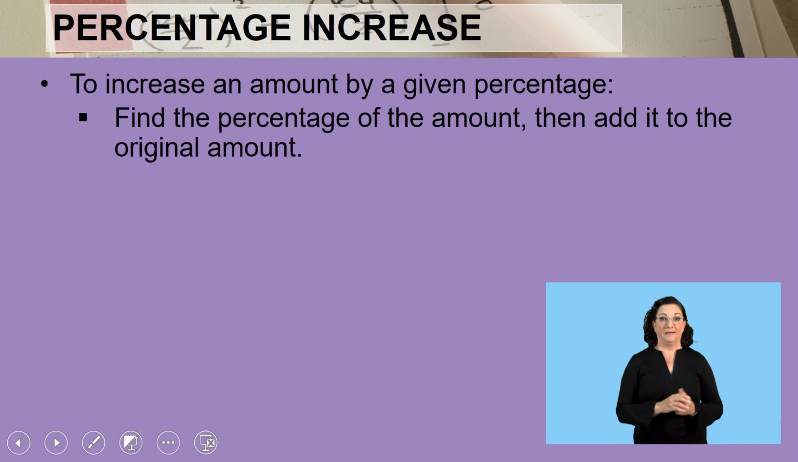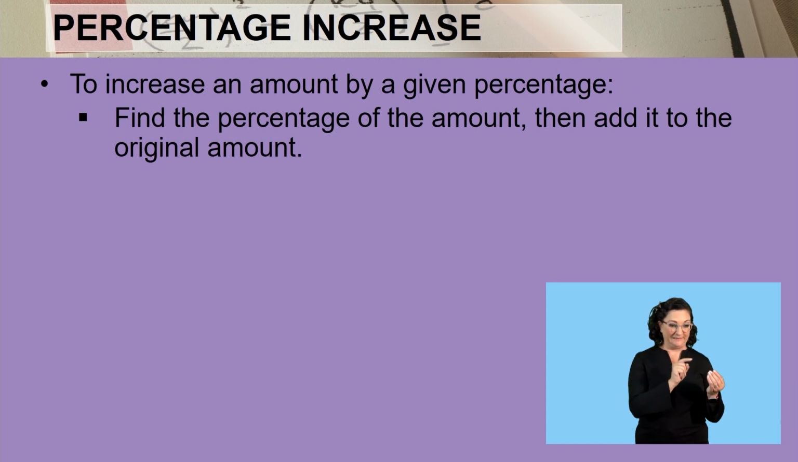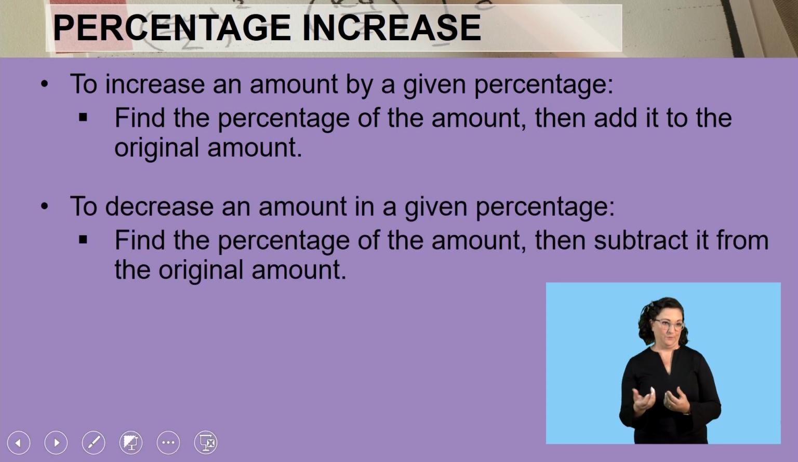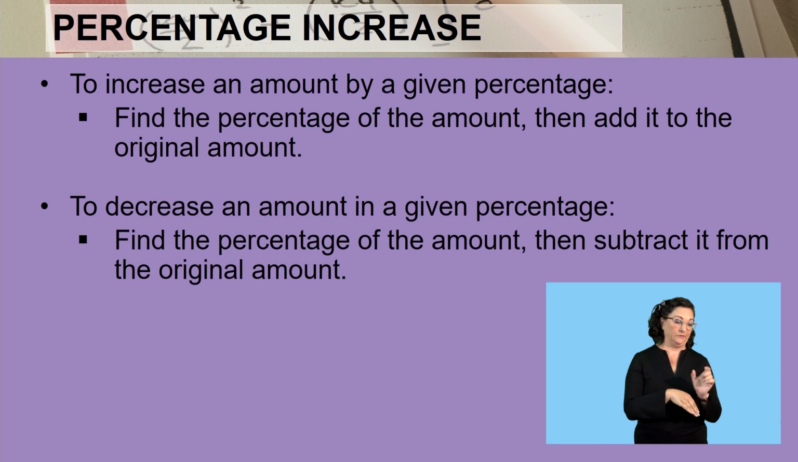1, to increase an amount by a given percentage, you find the percentage of the amount, then add it to the original amount. And 2, to decrease an amount by a given percentage, you find the percentage of the amount, then subtract it from the original amount. Remember, increase, find the percentage, and then you add. Decrease, find the percentage, and then you subtract. And let's see how we go with these examples.